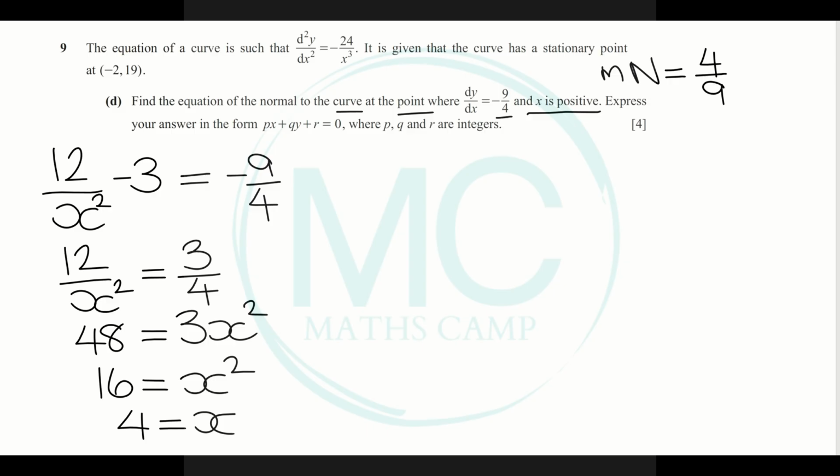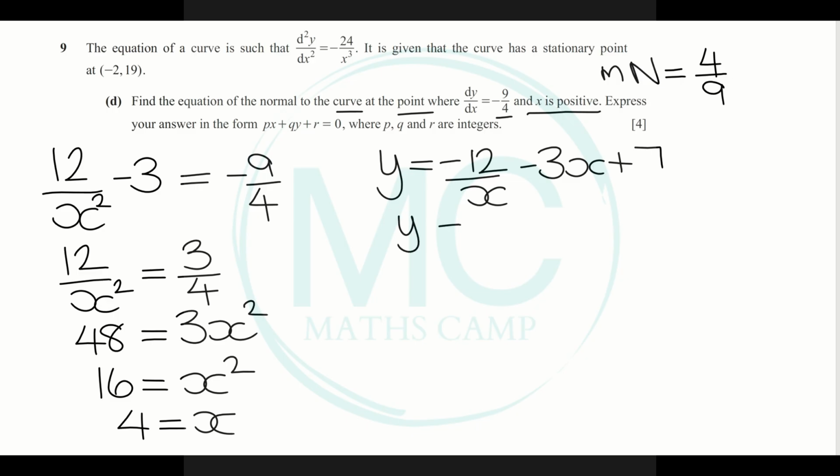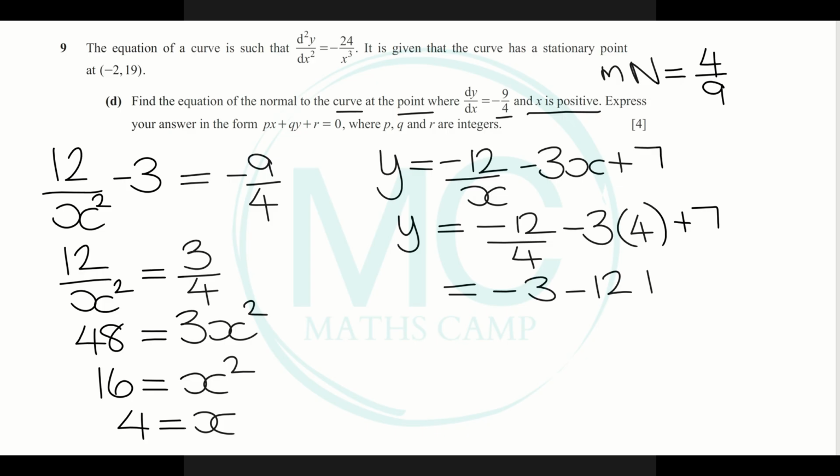Now that we have the x coordinate of our point, we need the y coordinate. So we need to use the equation for the curve, which we found in part C. Y is equal to negative 12 over x minus 3x plus 7. And to find y, we can substitute 4 into x. Y is equal to negative 12 over 4 minus 3 multiplied by 4 plus 7. Negative 12 over 4 is negative 3 minus 12 plus 7, and we get negative 8. So the coordinates of the point will be 4, negative 8.